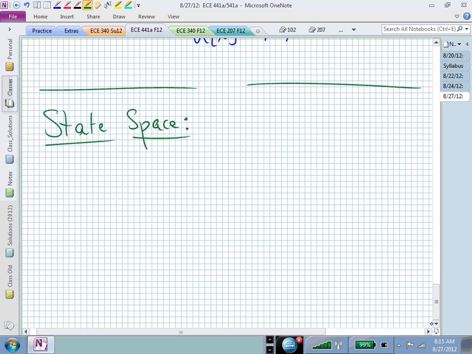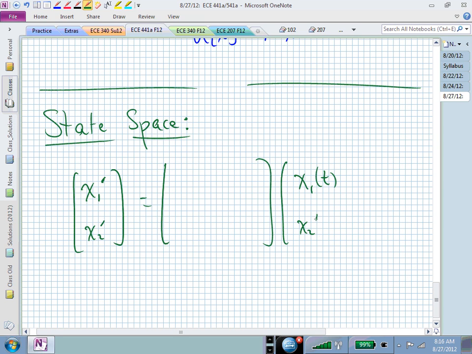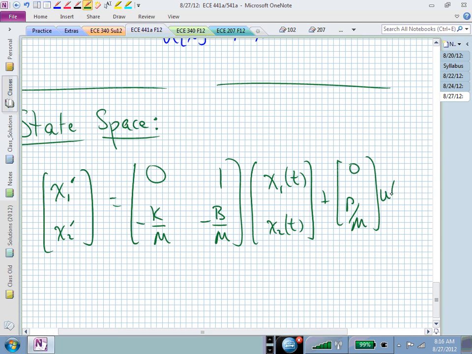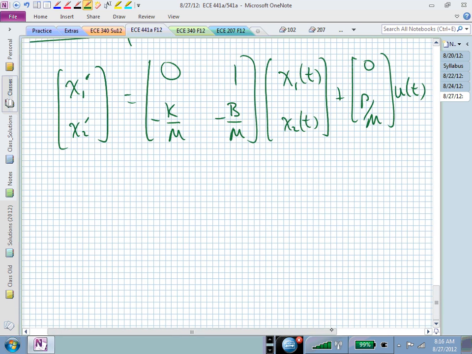For the mass spring damper system, does everyone have that memorized now? As far as what we derived last time, it's second order. And these are arguments of time. Maybe I've left those out, but now this is 0, 1, this was minus k over m, this was minus b over m, and this was plus 0, gamma over m, u(t). And I think we said that the position was our output variable.